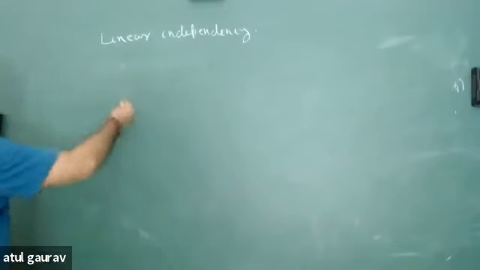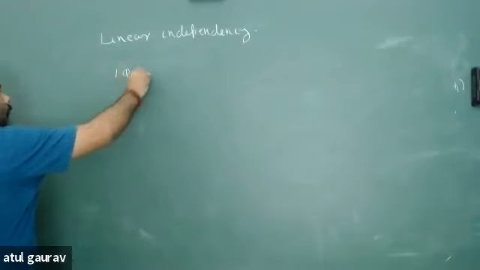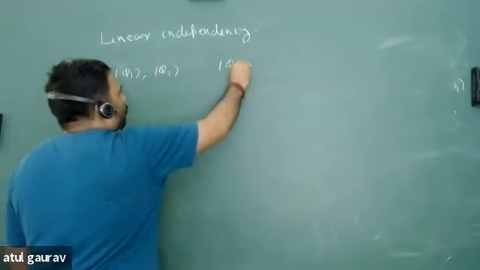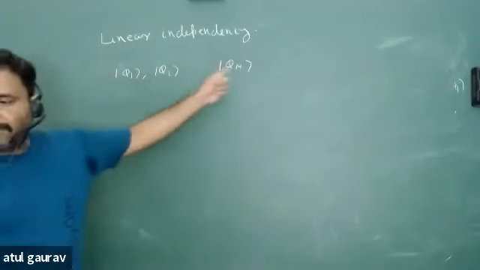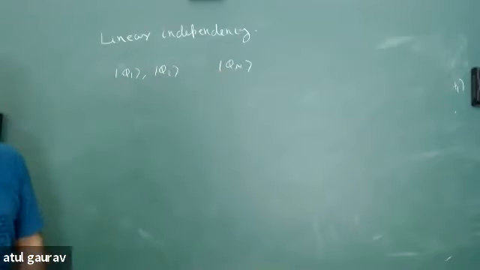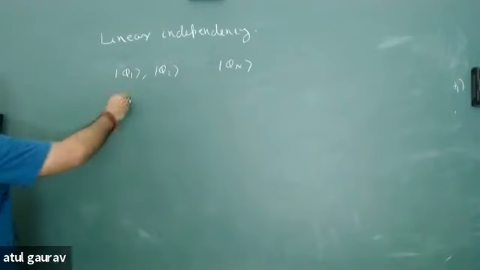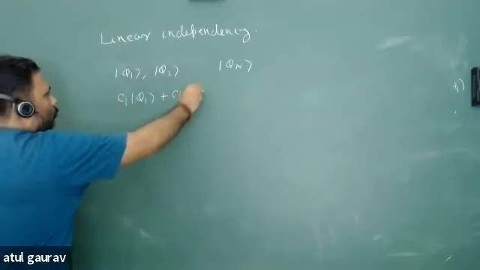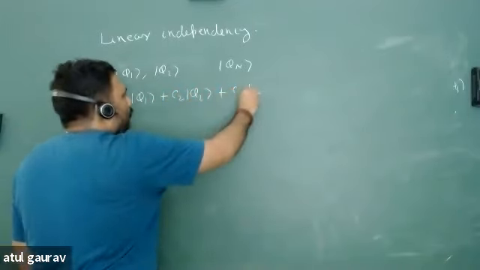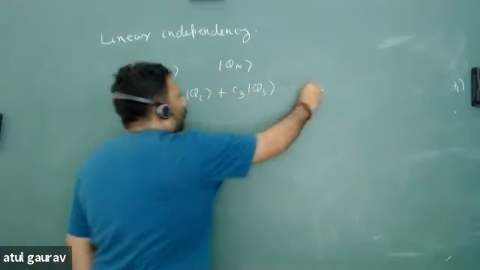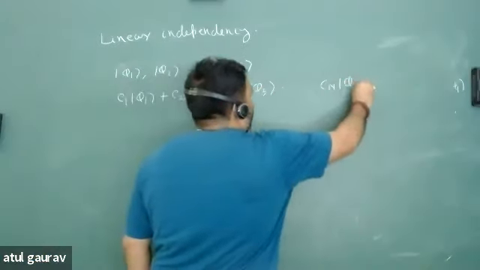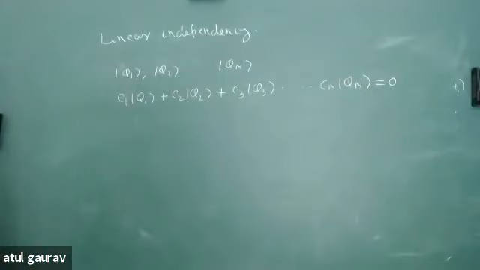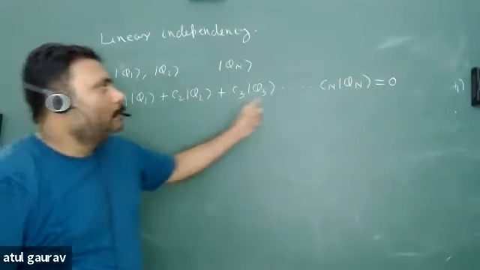So let's say we have phi 1, phi 2, up to phi n. So we have to check whether these vectors are linearly independent or not. So what will happen? You will make an equation, and that equation is C1 phi 1 plus C2 phi 2 plus C3 phi 3 up to Cn phi n is equal to 0. So this is actually equal to 0. And how many solutions can you have?